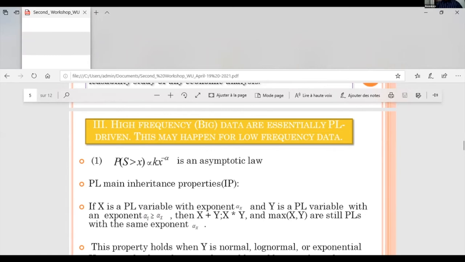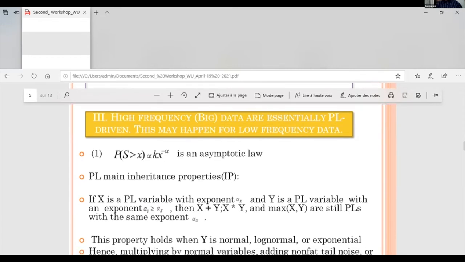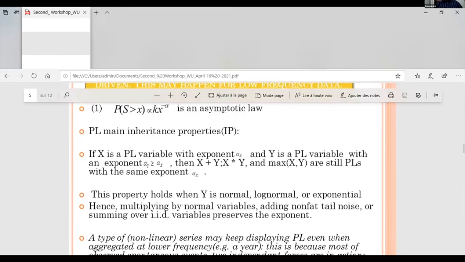Another main characteristic to underscore, to point out here, is that the power law has inheritance properties. When you have two series displaying power law, the multiplication, addition, or any kind of combination will generate another power law distribution. Next, even when we combine power law distribution with normal, log-normal, or exponential, the combination will always provide a power law distribution, meaning that this explains the ubiquity of power law in nature or in social science phenomena.